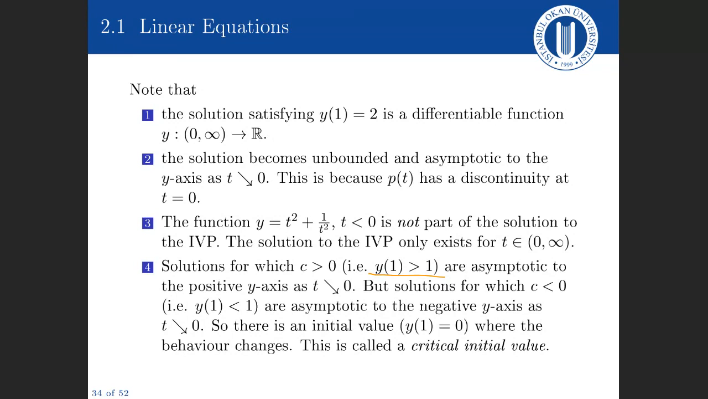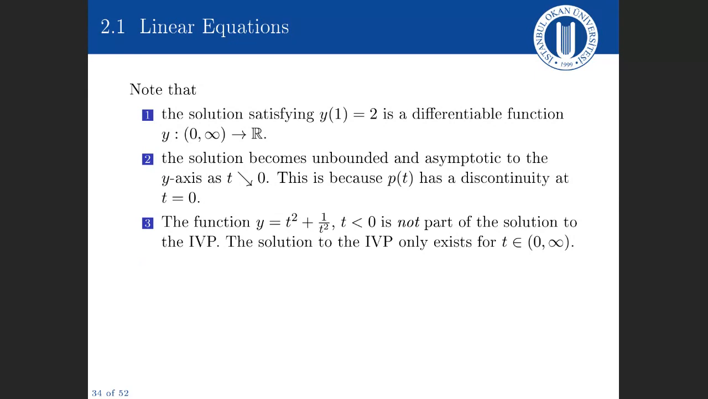This means there's some special initial value, in this case y of 1 is equal to 0. That's a mistake, it should be y of 1 is equal to 1, where the behavior changes. This is called a critical initial value.